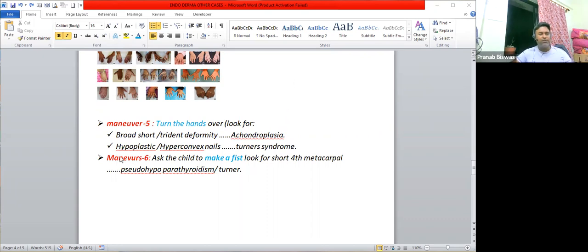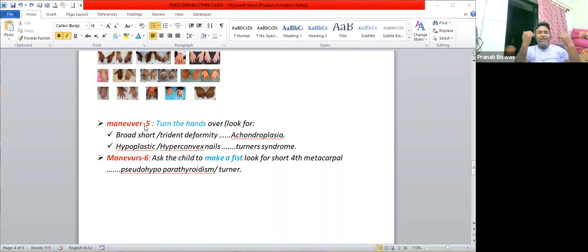Don't take so many steps. Whenever we ask the child, can you do like this? Flex your elbow. We can quickly pick up the finding. Yes, there is rhizomelic shortening. There is ulnar radial, there is mesomelic shortening. That will be a very quick finding.